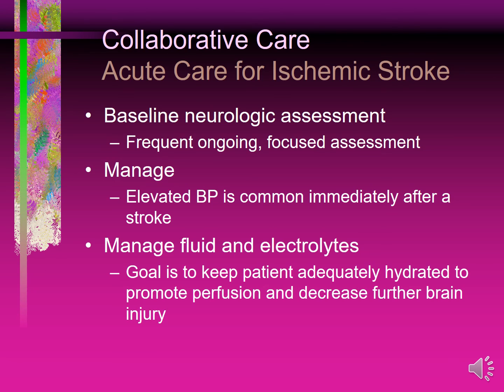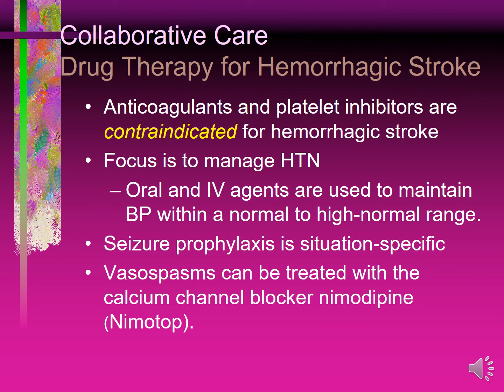You're also going to want to monitor their fluid and electrolytes and make sure you're keeping them adequately hydrated to promote perfusion and decrease further brain injury. Now, patients who've had a hemorrhagic stroke, we are not going to want to give them any kind of anticoagulants or platelet inhibitors. They're already bleeding. They don't need any more encouragement by us giving them anything like that.